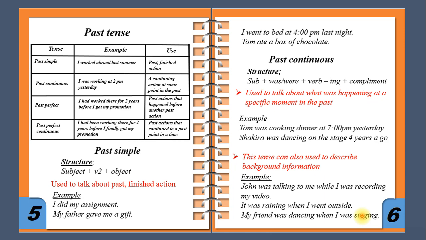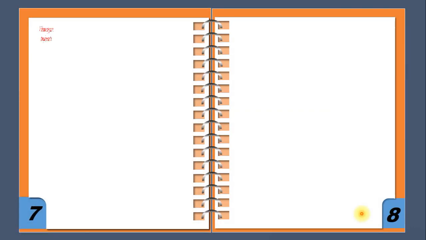So my friend was dancing is background information. So the past continuous tense is used to describe background information simply. It is also used when an ongoing action was interrupted by another action.